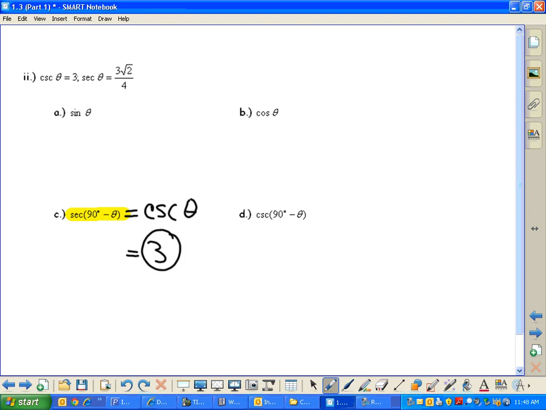For part D, same thing. I look up on my chart, cosecant of 90 minus theta. I know that that is equal to the secant of theta. And based on what they give you in the problem, your answer is 3 square roots of 2 over 4.